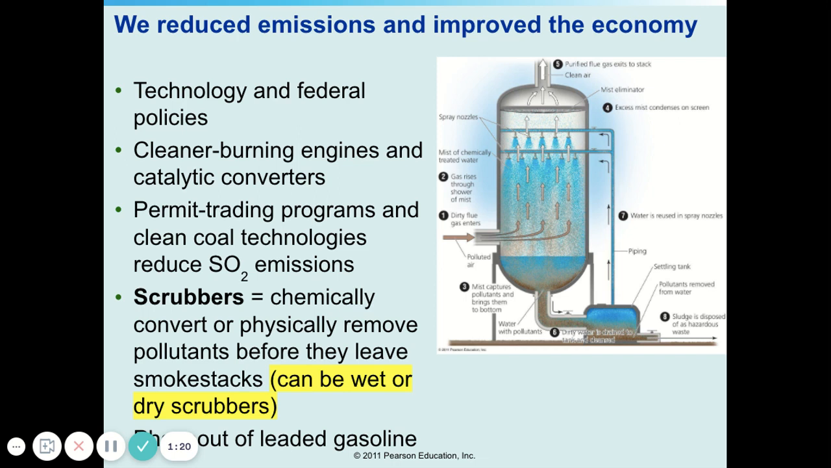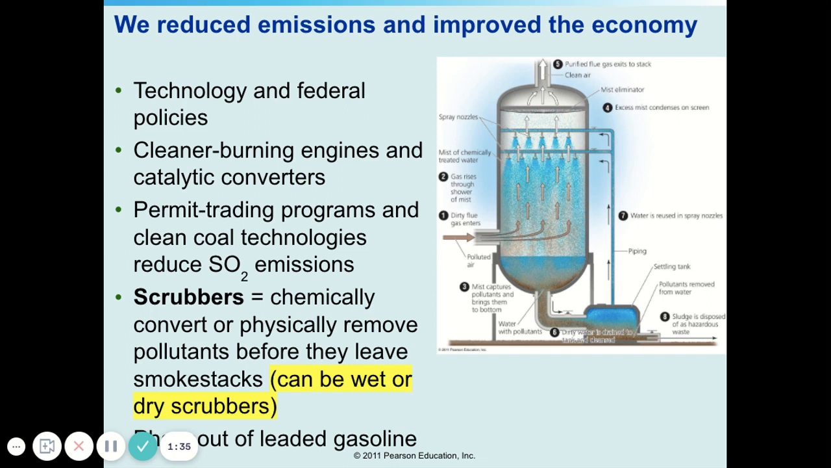Emissions have been reduced in a variety of ways, such as through the use of cleaner burning engines and catalytic converters. Sulfur dioxide has been reduced using clean coal, which is really a misnomer, but we're going to talk about that in our energy unit. Add this to your notes.